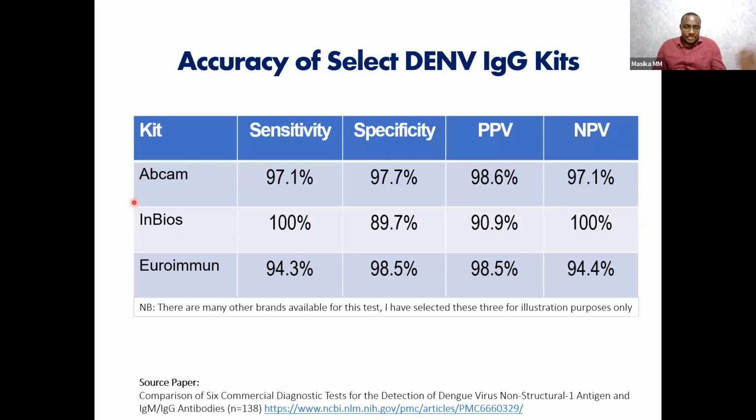You have seen, for example, in the paper that we saw, Abcam, InBios, and Euroimmune, which are brand names for IgG dengue kits. All of them can detect dengue, but at different accuracies. You can see one has 97% sensitivity, another one has 100%, and another one is Euroimmune. But there are trade-offs because the one with 100% sensitivity has a lower specificity compared to the others.